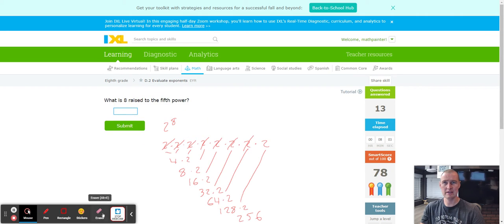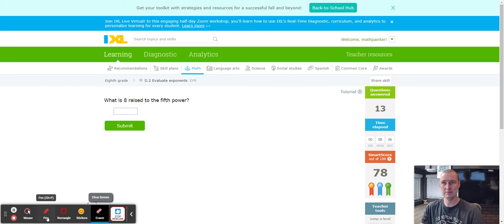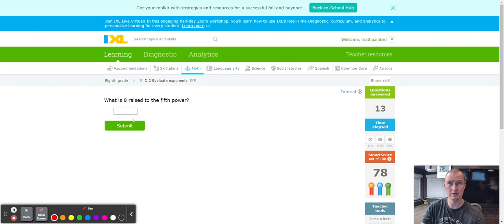And looks like our last problem, we got 8 raised to the 5th power. This one's going to be a doozy. They're always going to challenge us on the last one. We got 8 to the 5th, which is 8 times 8 times 8 times 8 times 8. Oh boy. Well, 8 times 8 is going to be 64. Bring down the next 8. 64 times 8. Oh boy. We got to do this 3 times. Won't be too bad though.